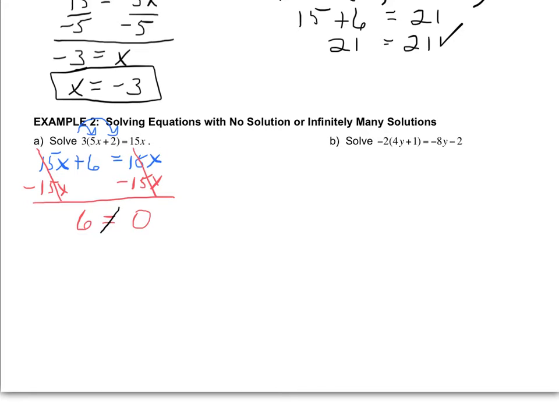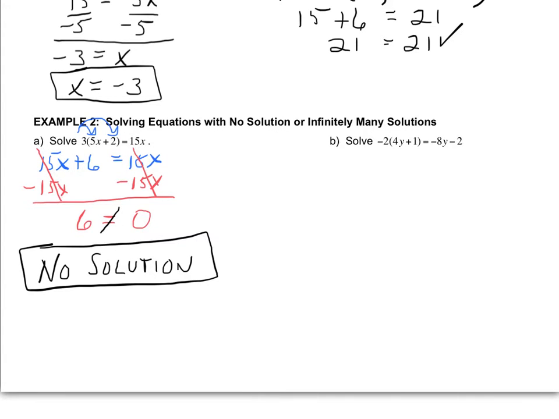That symbol means not equal to. And when this happens, if the variables disappear and the left side does not equal the right side, we simply answer no solution. Okay? But the variables have to disappear first.